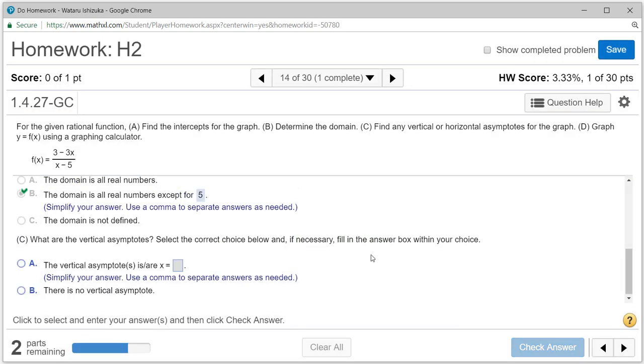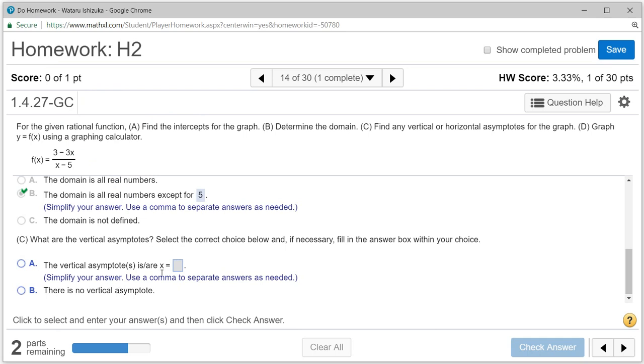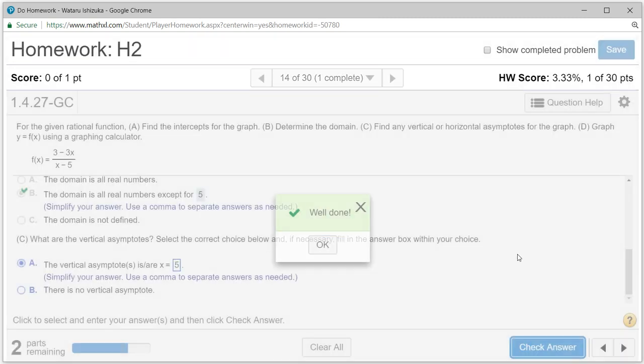All right, part C, what are the vertical asymptotes? Remember that vertical asymptotes happen when the denominator becomes 0, but not the numerator. In this case, we know that x equals 5, so we're going to have a vertical asymptote. So the vertical asymptote is x equals 5. All right, let's check the answer. We got that.